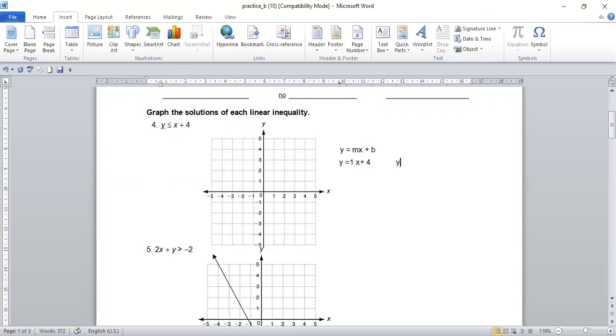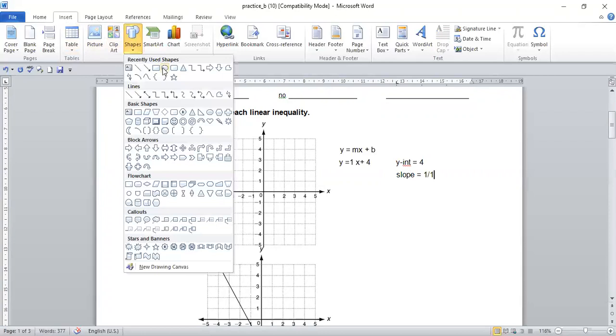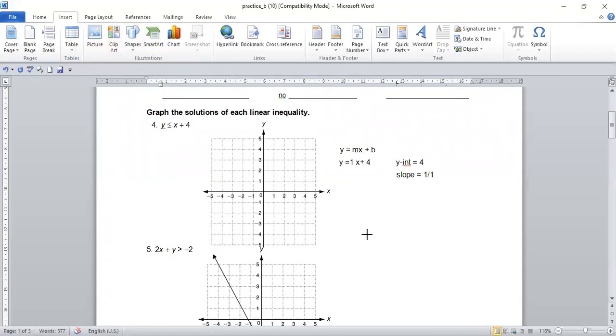The y-intercept is going to be 4, okay? And then the slope, which is more important for us, is going to be 1 over 1, which means the run is 1 and the rise is 1. So first let's graph the y-intercept, which is 4. Here I cannot draw, I will just try to put the point there.